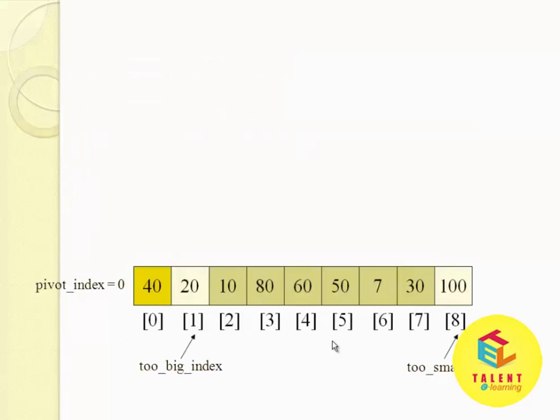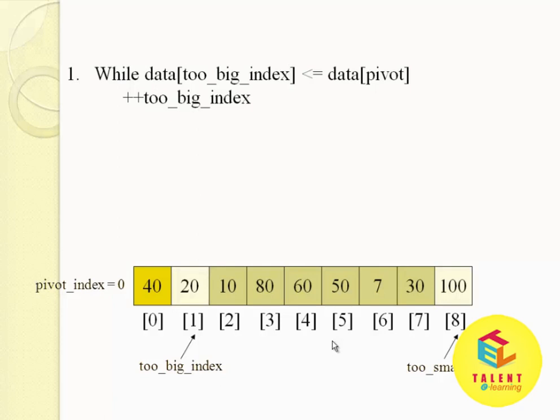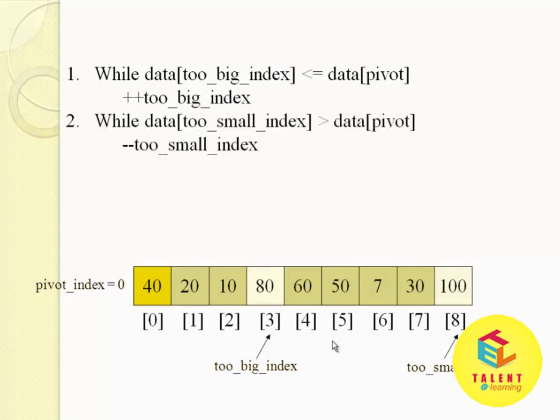So now the too big index is 1 and the too small index is 8. Step 1: while data of too big index is less than or equal to data of pivot, increment the too big index. So the too big index is incremented, and then again it is incremented, but 80 is greater than 40, so the loop will terminate.